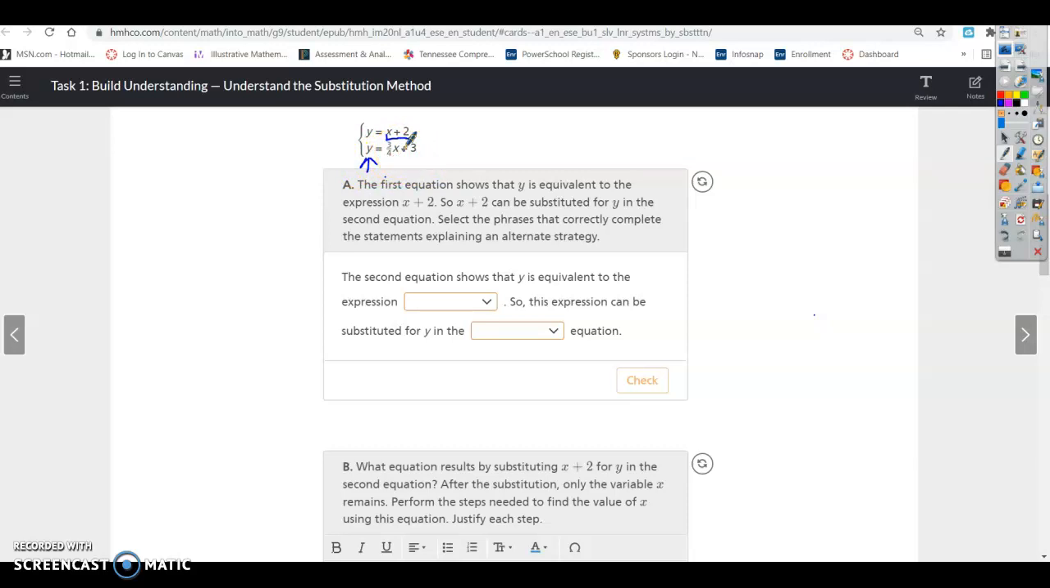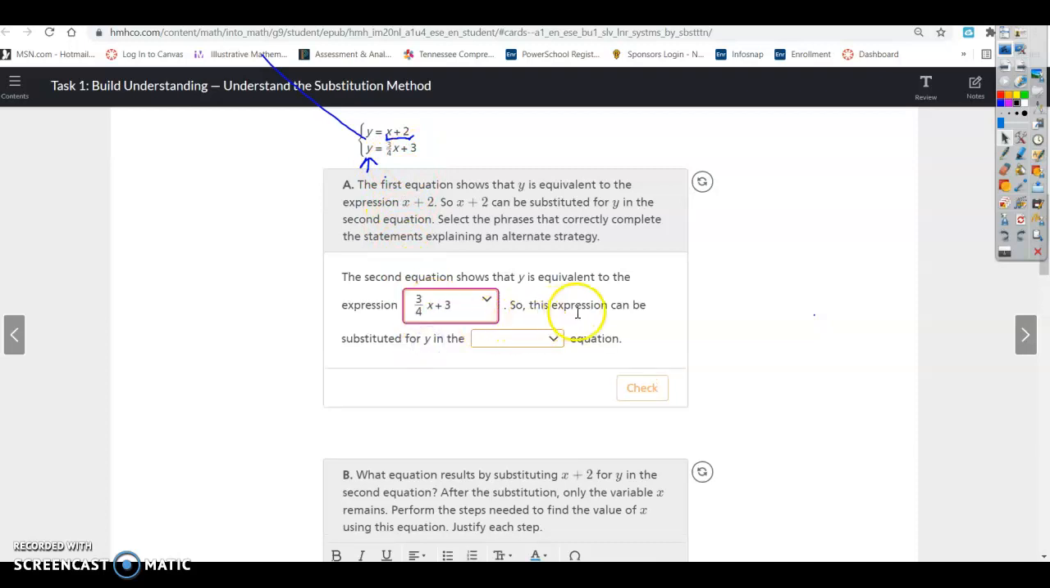It says select the phrase that correctly completes the statements explaining an alternate strategy. The second equation shows that y is equivalent to the expression 3/4 x plus 3. So this expression can be substituted for y in the first equation. So we could take that and substitute it in the first equation.